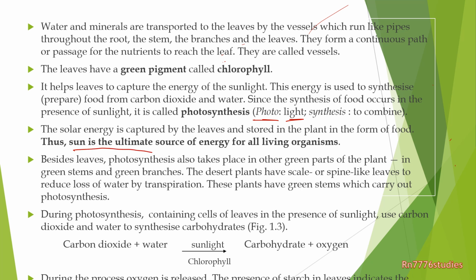Next, besides leaves, photosynthesis also takes place in other green parts of the plant, in green stems and green branches. The desert plants have scale or spine-like leaves to reduce loss of water. Example, let us take cactus.